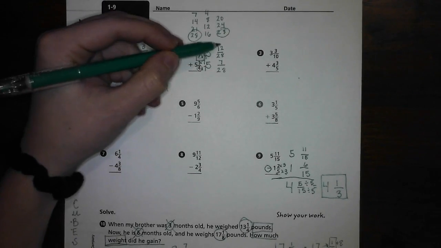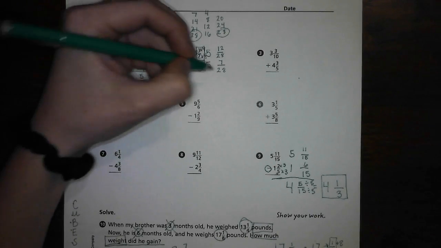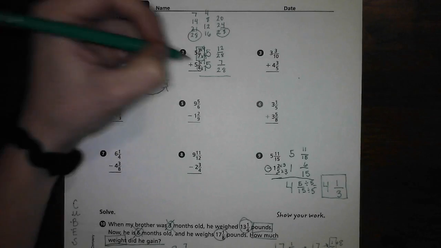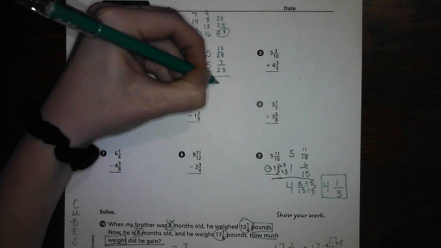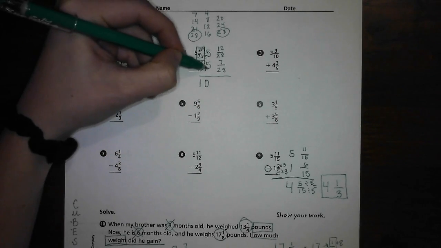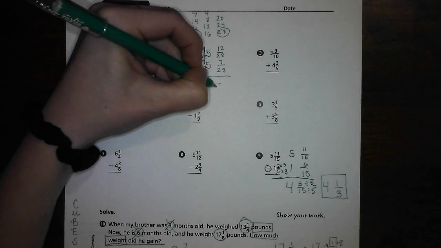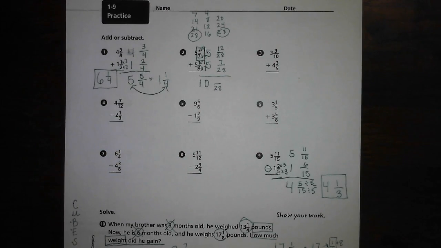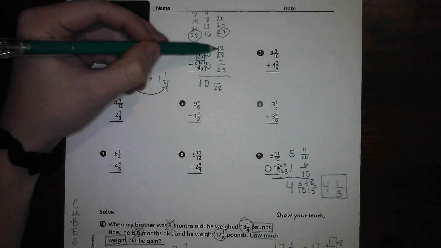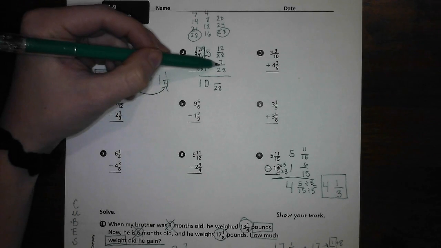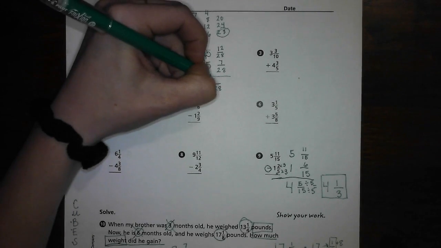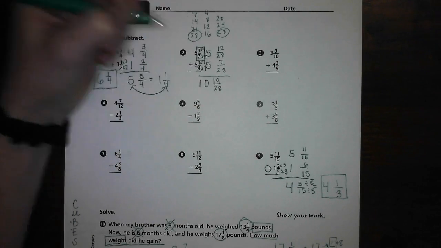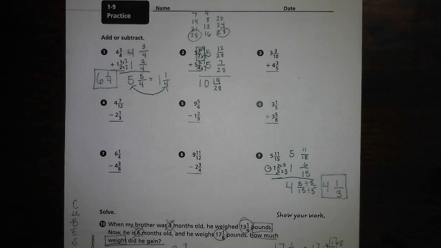So now I have 5 and 12/28 plus 5 and 7/28. So I'll get 10 with my whole numbers. Can't forget to add those. I'm going to write my 28 because my denominator will not change now. And I'm going to do 12 plus 7, and I will get 19/28.